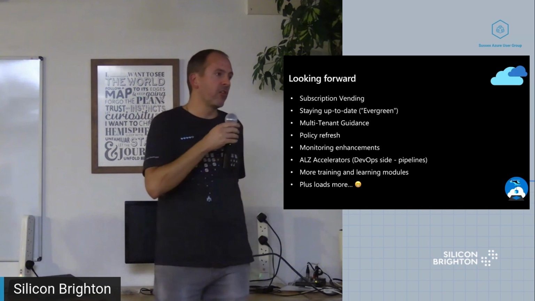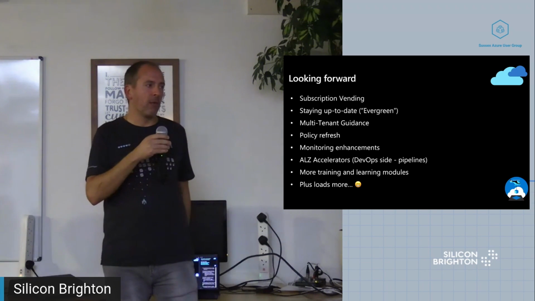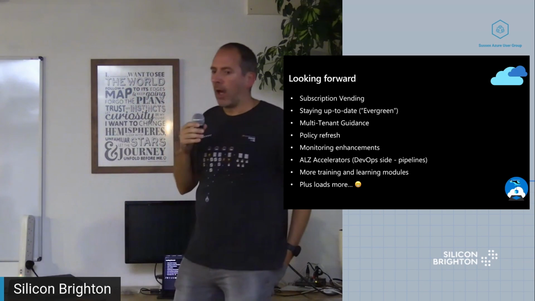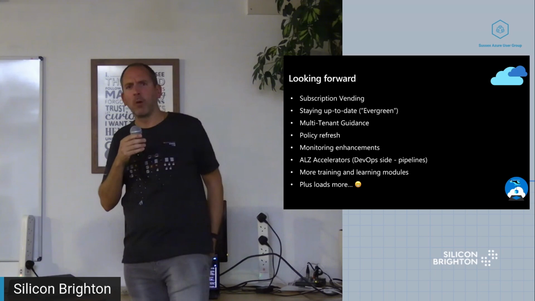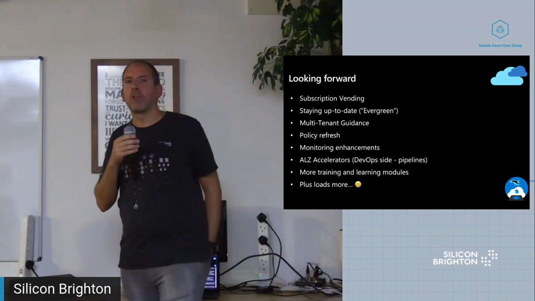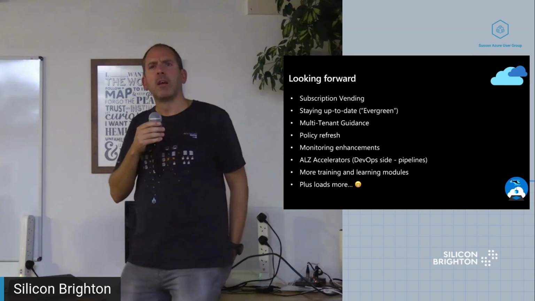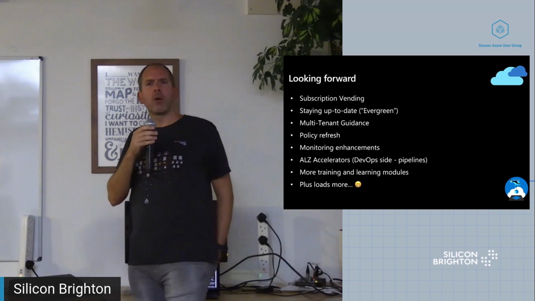The accelerators side, so around the DevOps pipelines, Bicep is obviously relatively, it's not that new anymore, is it? Yeah, oh wow. But when was it GA? So it's GA at the beginning of this year, was it? I think, yeah.